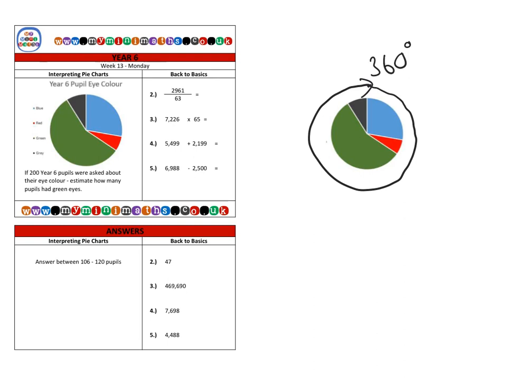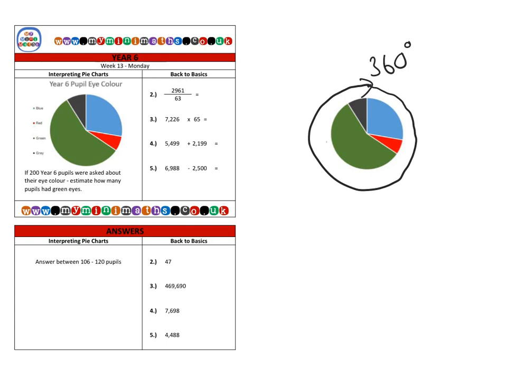And so if we were to look at each of these four pieces or slices of pie, hopefully this should help you with reading all different types of pie charts in the future. So the actual question is asking to estimate the number of pupils who had green eyes, which obviously is the biggest section here.